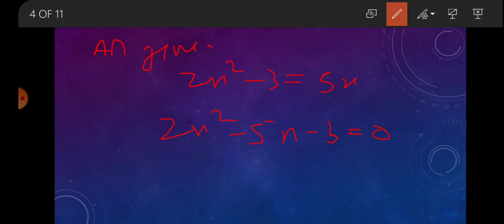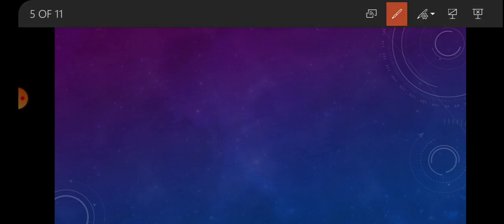So 2 3s are 6. So you have 2x square. Now you have to break 6 into two parts which on adding or subtracting give 5. So we go for 2x square minus 6x plus x minus 3. Now from here I can take 2x as common. Taking 2x as common, we get x minus 3, plus 1 common, again we get x minus 3 equal to 0. Now we have x minus 3 as common, and the second factor is 2x plus 1 equal to 0.